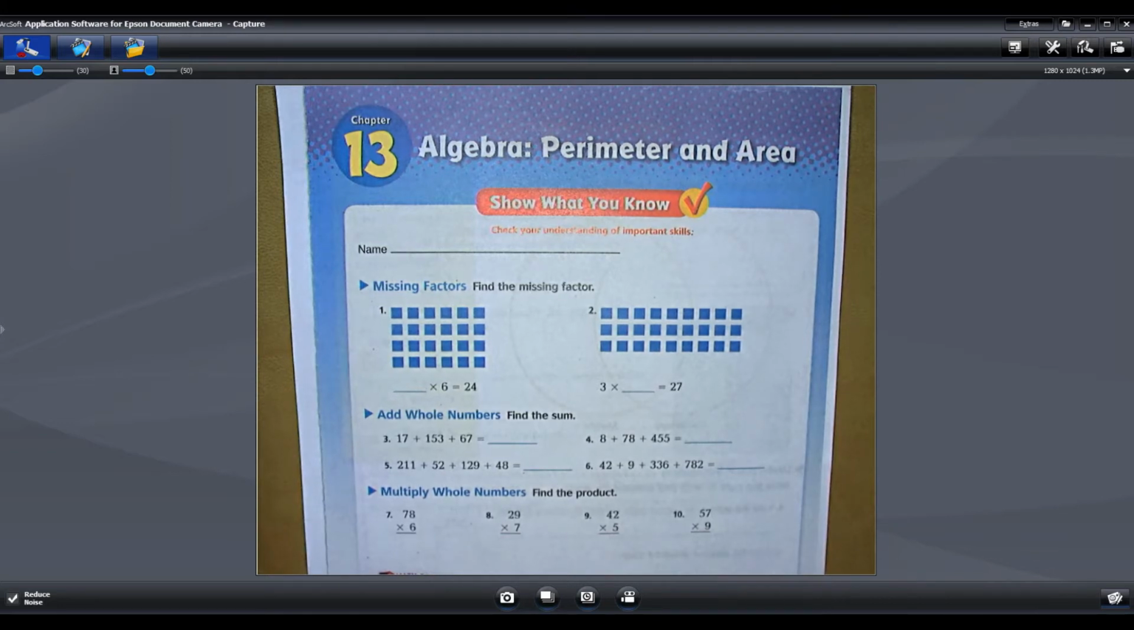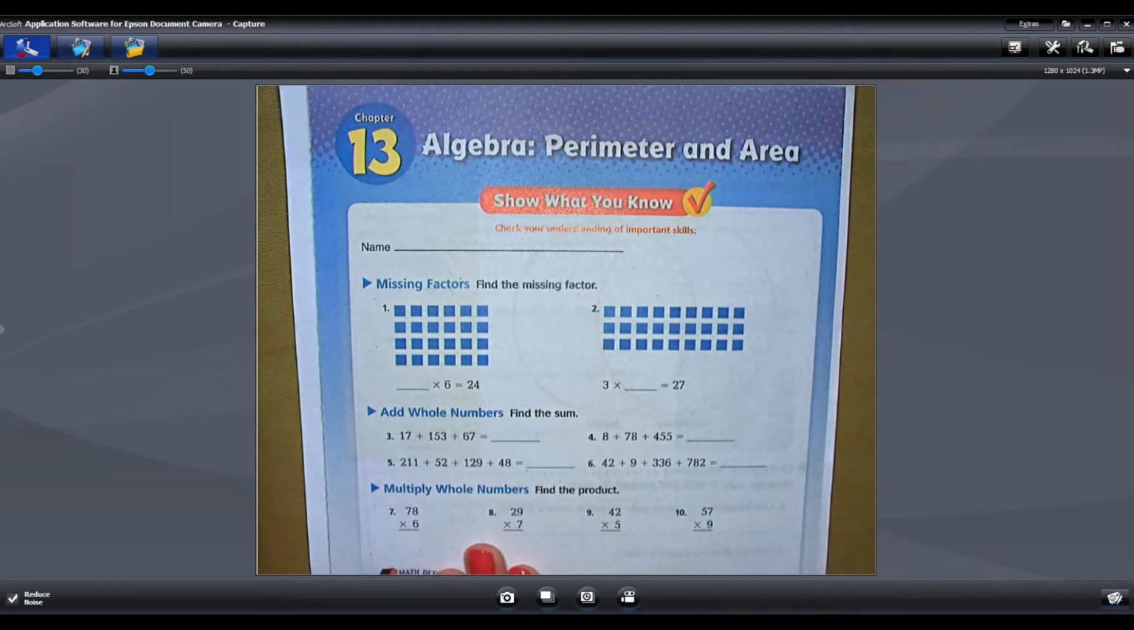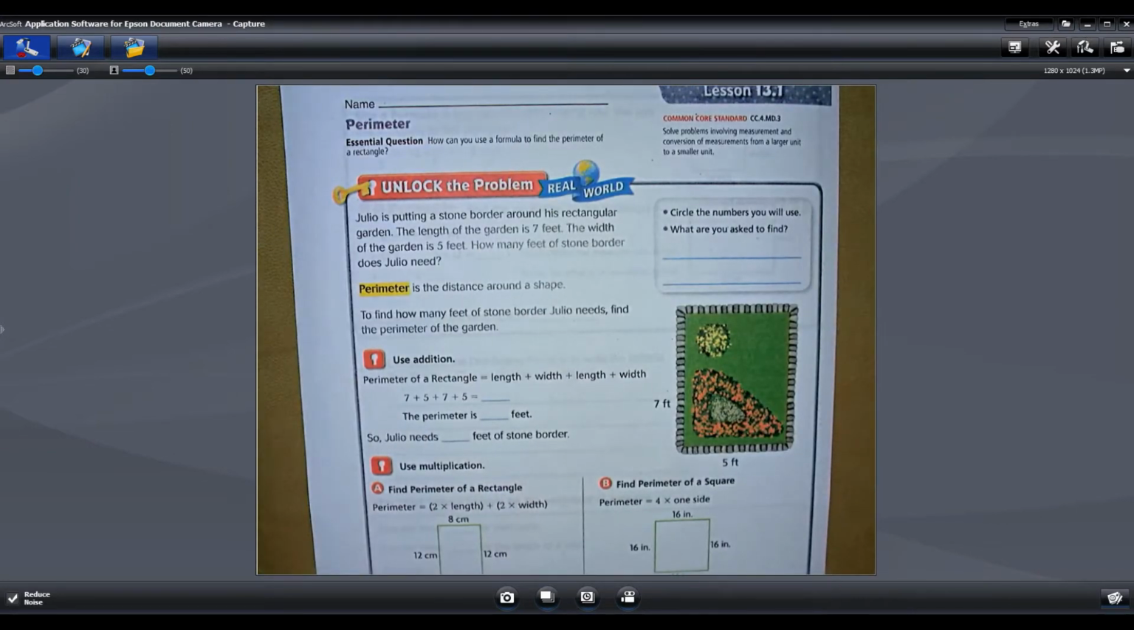Hopefully you have out your little green and yellow cheat sheet in your math folder to help you along with this lesson. I would like you to pause my video and do this Show What You Know, at least the front page of it, and then we'll do the math lesson. At the end of this video, I'll come back and tell you the answers. I'm going to start with 13.1, the math lesson, and work our way through this.